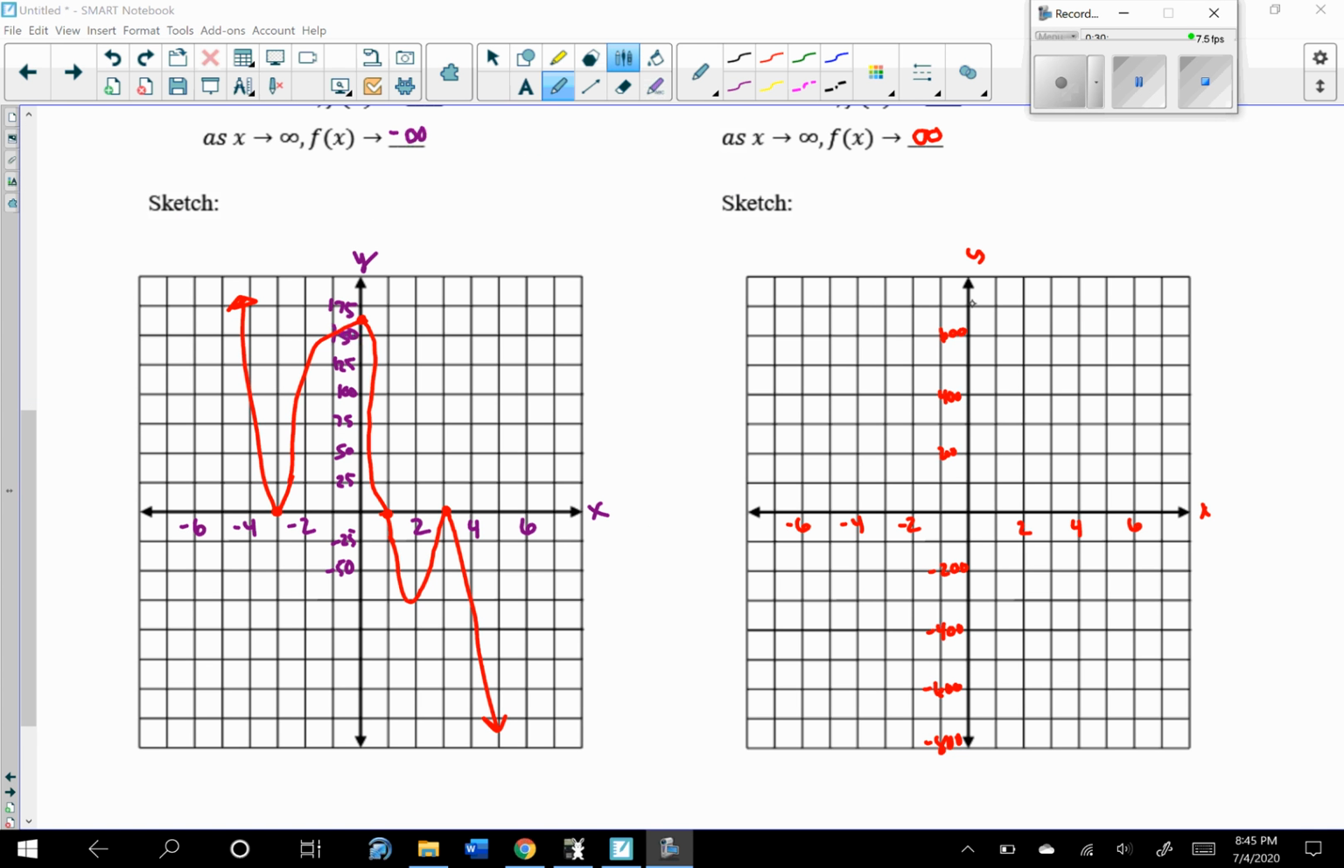So I went by 100s on the y-axis and just again by 1s on the x-axis. For this we have our roots at negative 1, negative 5, and 2. We said that this was odd positive, so the right end's going to go up and the left end's going to go down. We said our y-intercept was at (0, negative 750), which is why I made my y-axis scale so large.